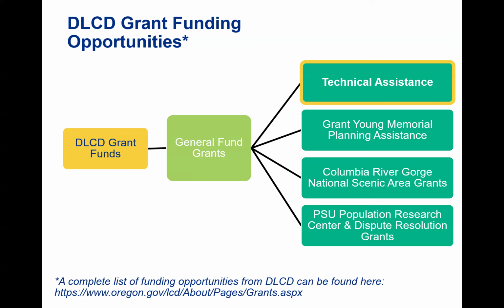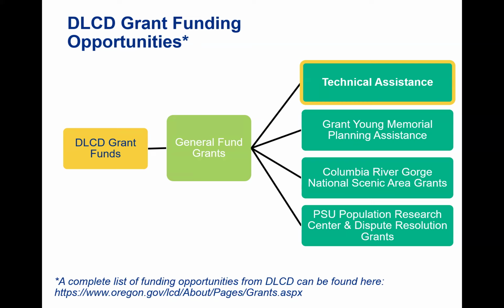We have been given that money, which is approximately $1.8 to $1.9 million this biennium. We have several categories. The first one we'll be talking about today is the Technical Assistance Grant funding. Next, we have the Grant Young Memorial Planning Assistance. We won't be talking about that today. That's a small grant opportunity available for smaller cities in Oregon and smaller counties as well.